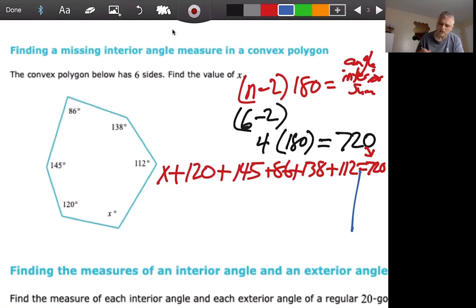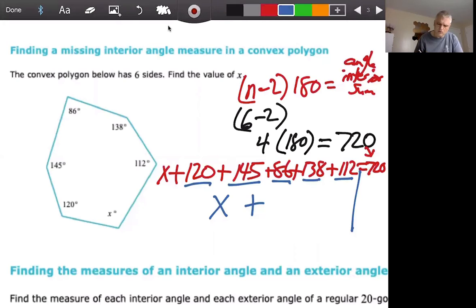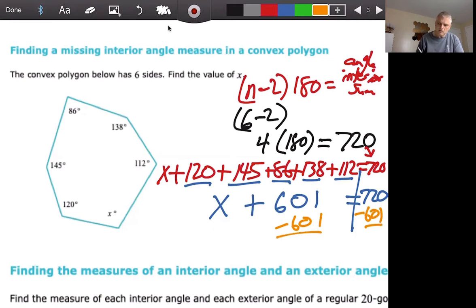Okay, so let's combine like terms here. We got x by itself, or at least x as a non-like term. So 120 and 145 and 86 and 138 and 112. We add them together, 601 degrees equals 720. Okay, well now we know that. I mean, this is the easy stuff here. So that tells me that x is going to equal 119.